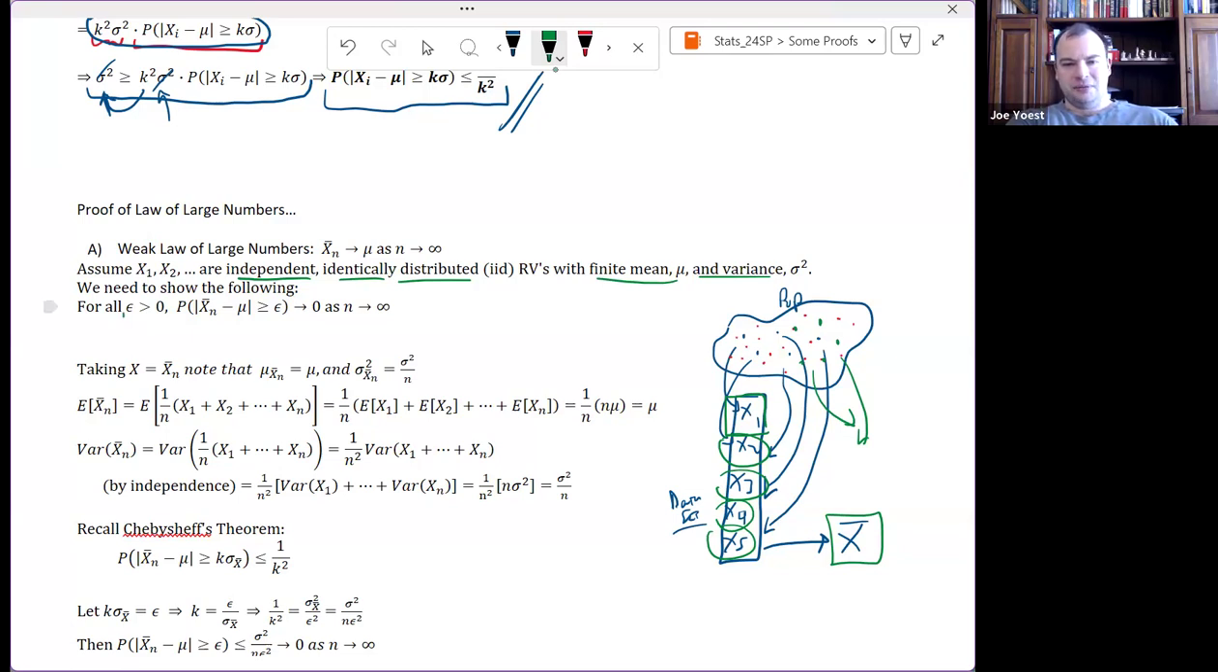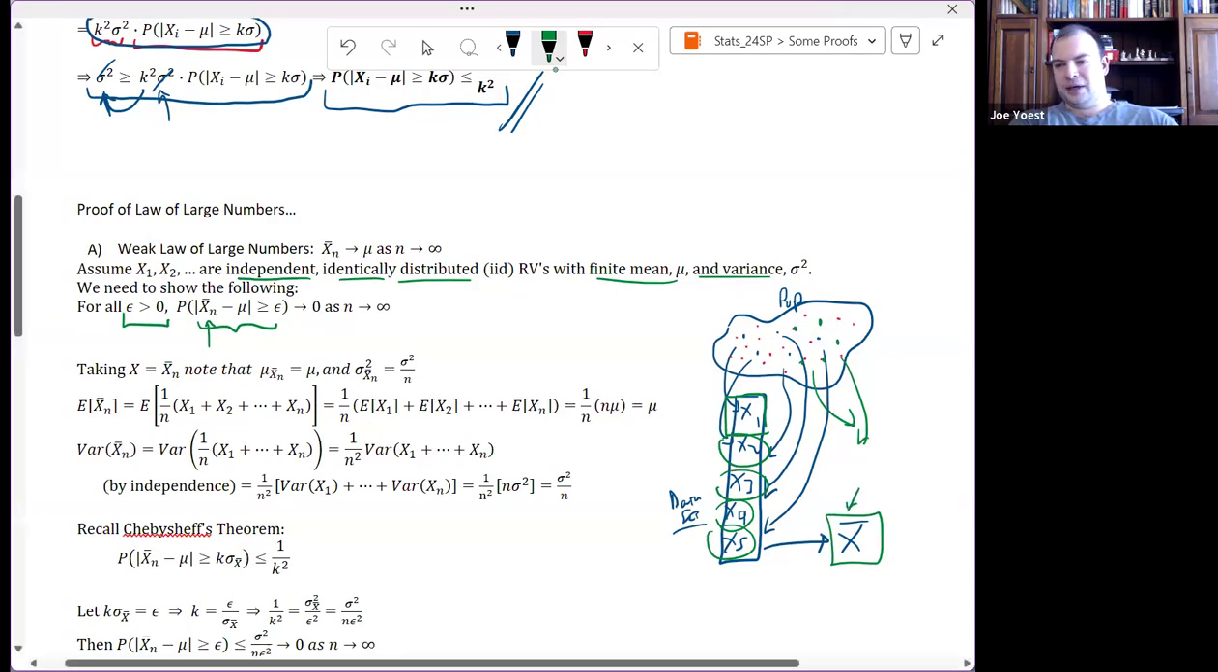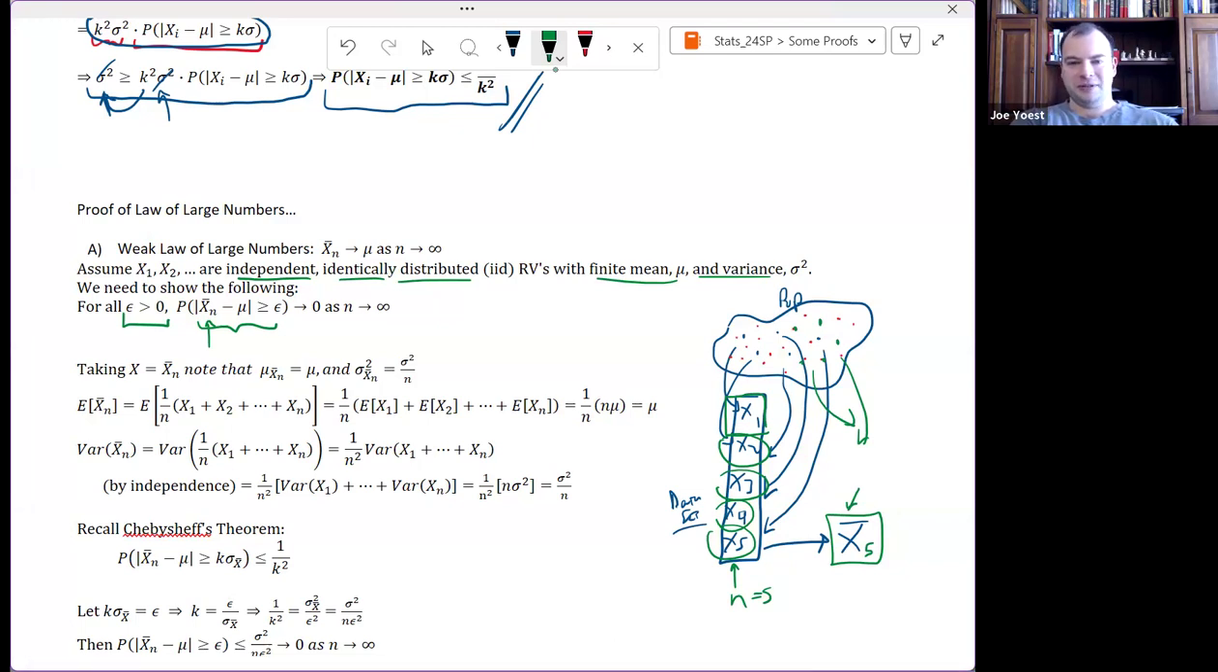And we want to show the following. We want to show that no matter what positive number I pick for epsilon bigger than 0, no matter how small this positive number is that I pick, the probability that my sample mean, which I'll call X bar sub n, the X bar computed based on a sample of size n. So in this case, it would be X bar subscript 5. But we're saying, what's the distance between X bar n and mu, the actual population mean?